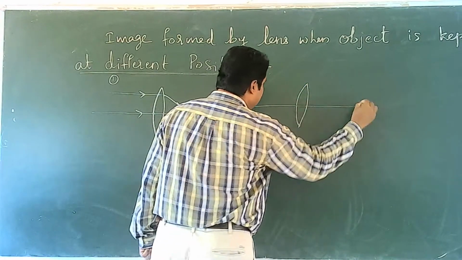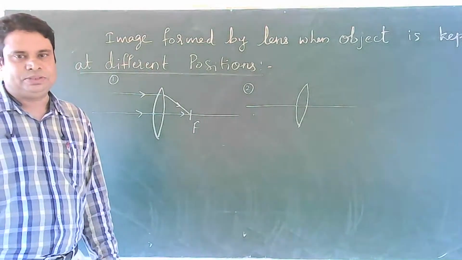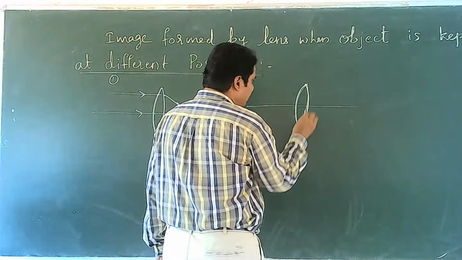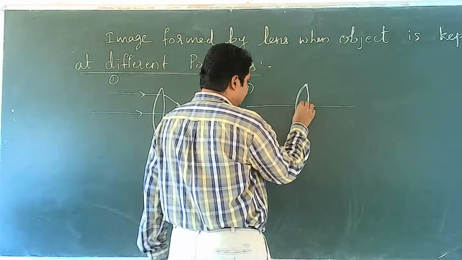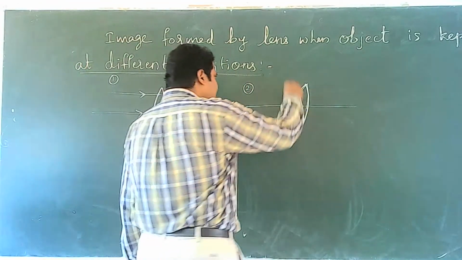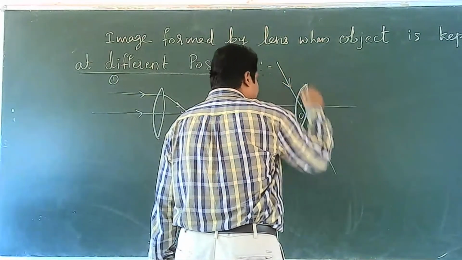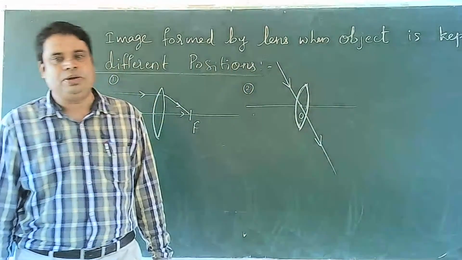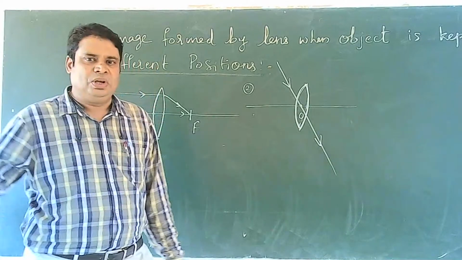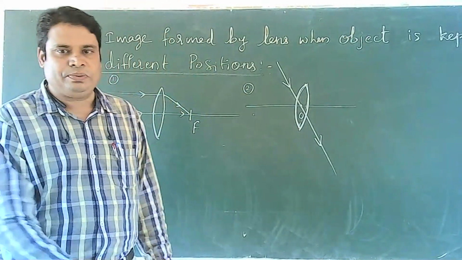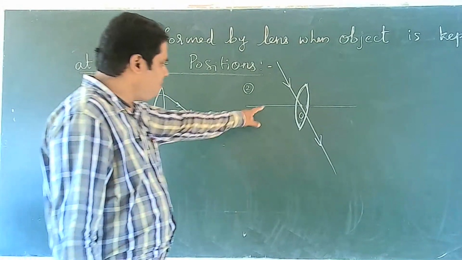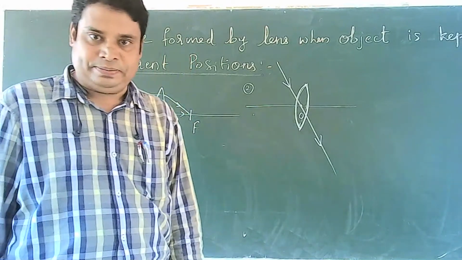Once again, let me repeat. Our lens is very thin. We have to consider only thin lens. As your lens is very thin, this O represents the optical center. A ray incident on optical center will continue without any deviation. This is the second ray we have to consider. This is possible in case of thin lens only.